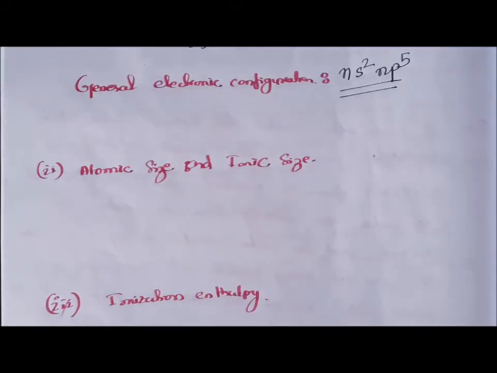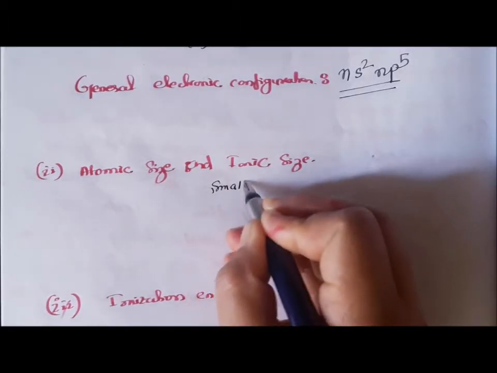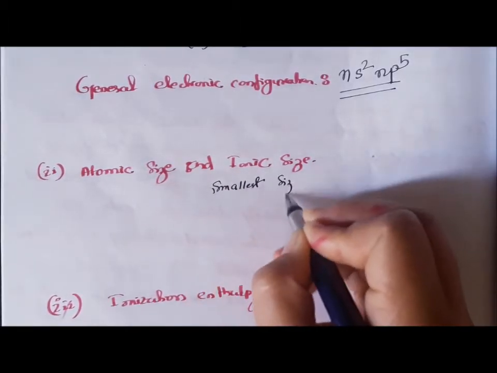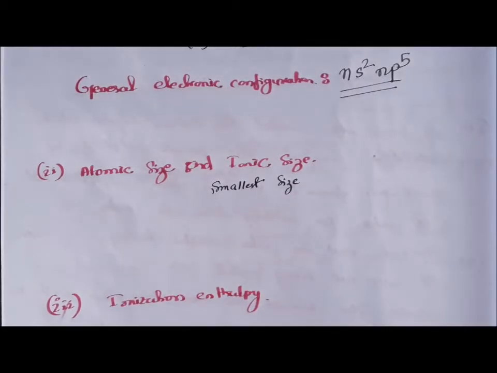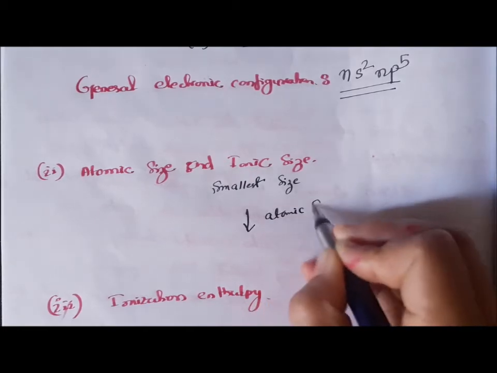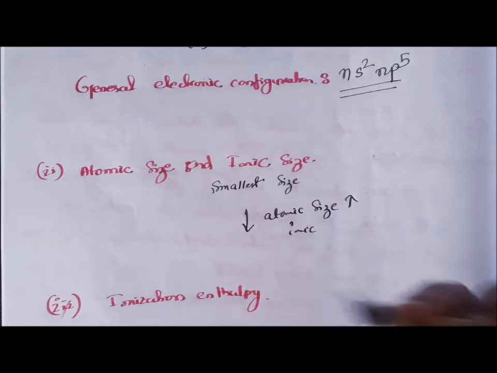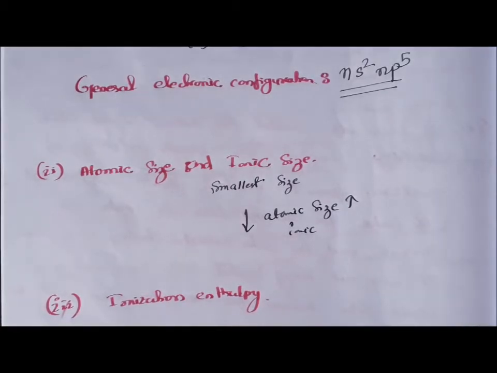Now next, atomic size and ionic size. Now this group 17 will have the smallest atomic size. Why? Because of its large nuclear charge, isn't it? Now what will happen to the atomic and ionic size on moving down the group? It increases, right? Down the group atomic or ionic size increases. Why? Because of the addition of a quantum shell or an extra valence shell.